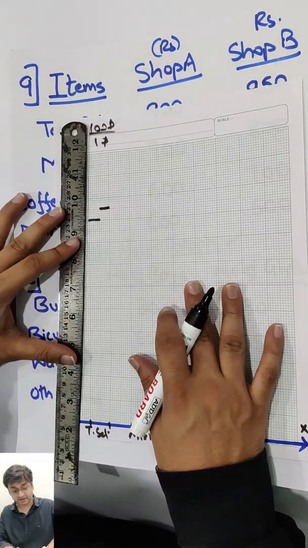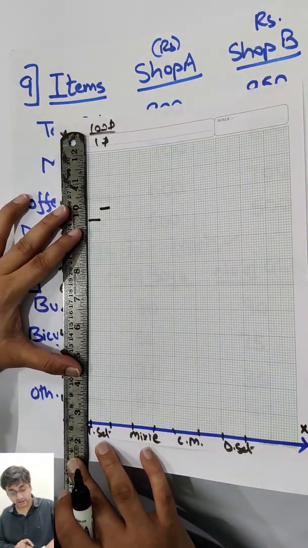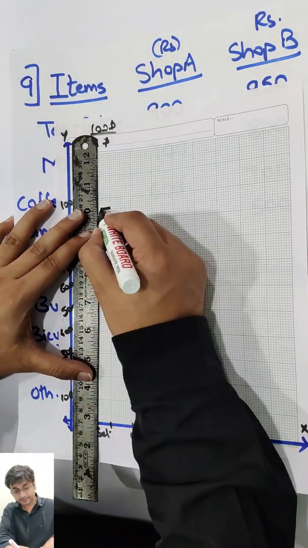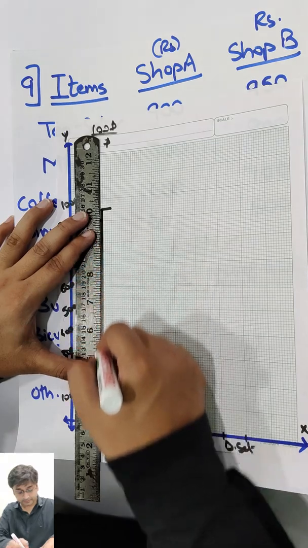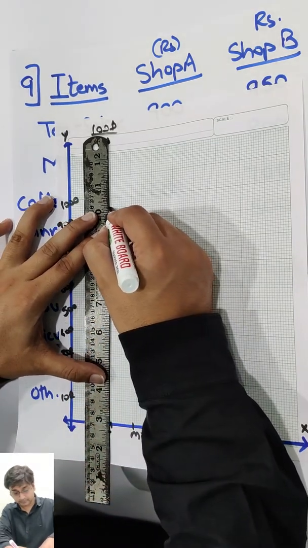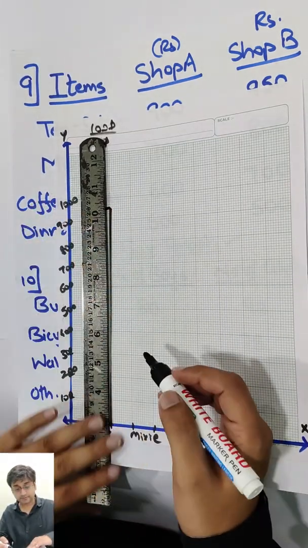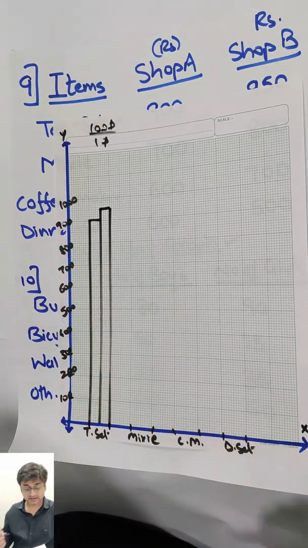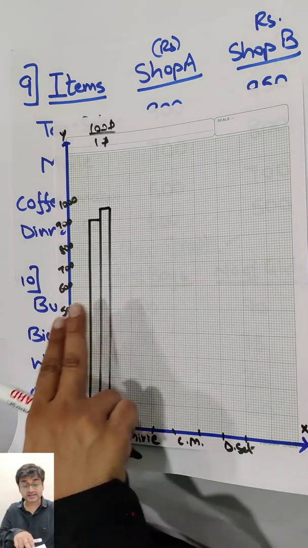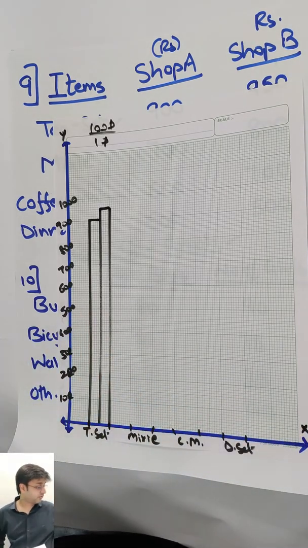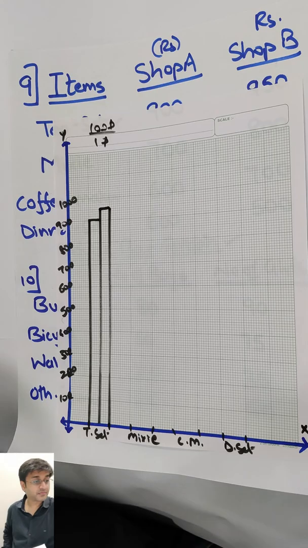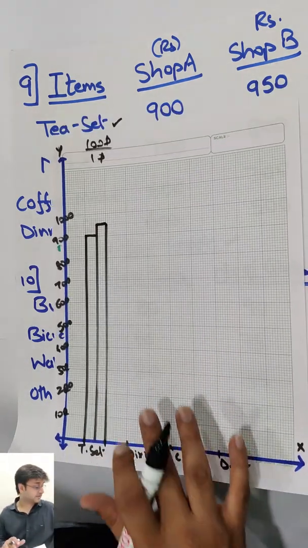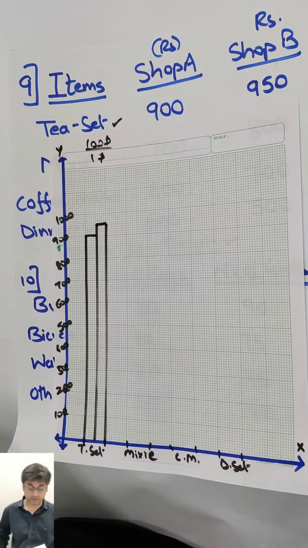Now if I draw these bars, let's see how they look. That's for the first item, T set. So here you go. First one 900, next one 950. Can you see this is shop A and this is shop B. You can see the bifurcation there itself for both of them. Are you getting it, everyone? Can you pause the video and try on your own the next item, that is mixie. Come on, go ahead. Let's see if you can work it out.